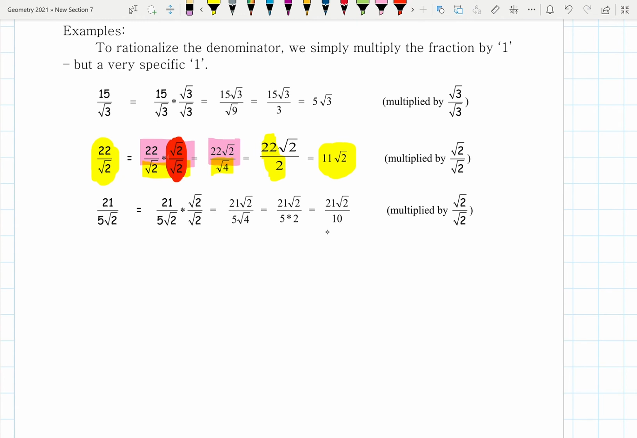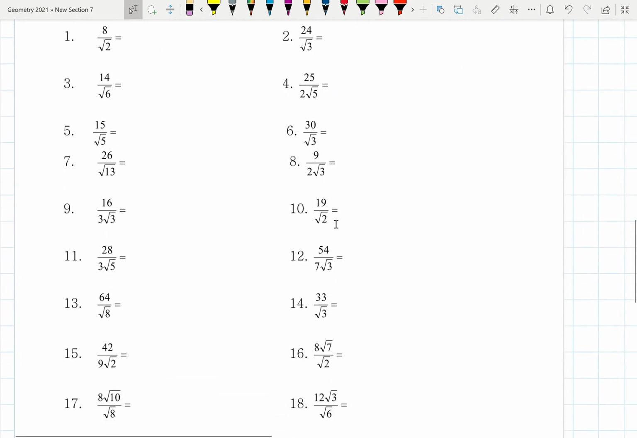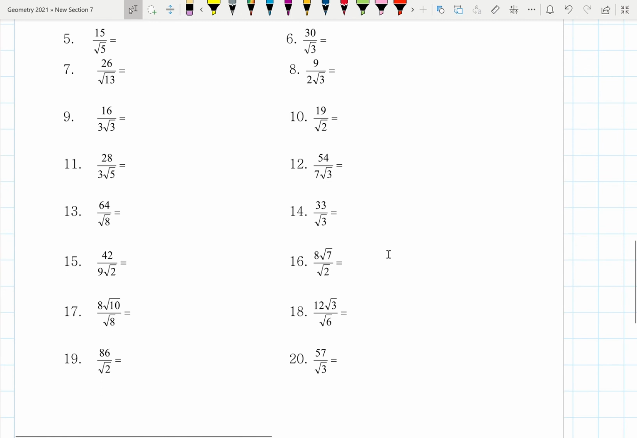So you have several problems to do for homework. I'm going to look at one of them with you because this one looks like it might be a little bit different, but it's really not. On that problem, I don't need to get rid of square roots in the numerator, only the denominator. So 12 square root of 3 over square root of 6. Can you think about what you are going to multiply it by?